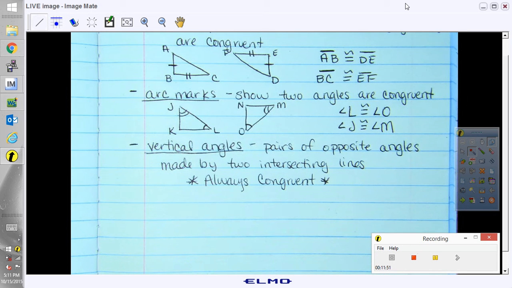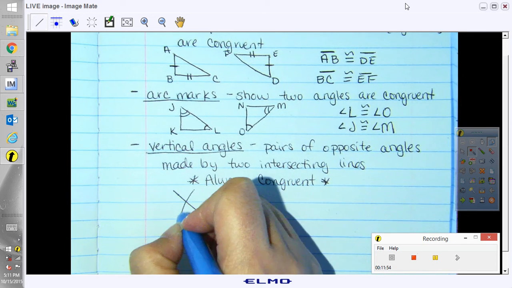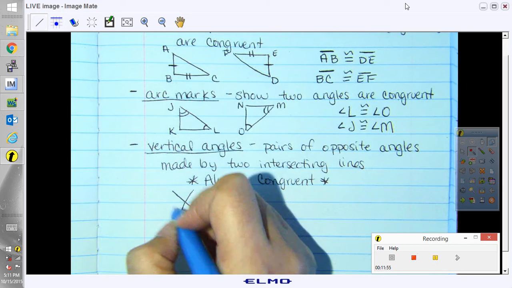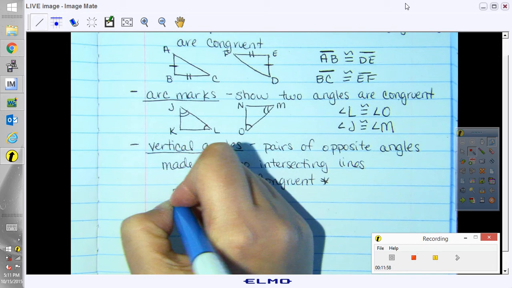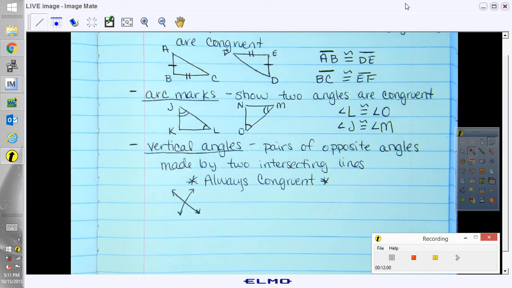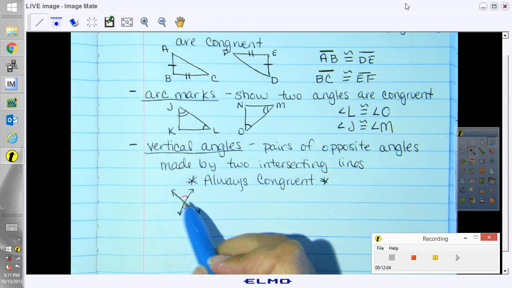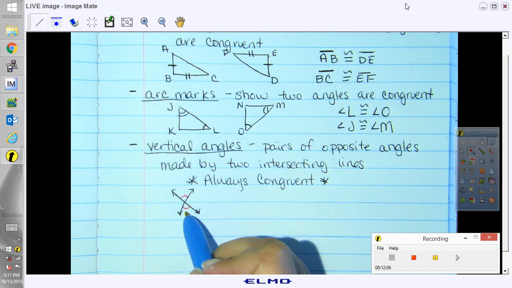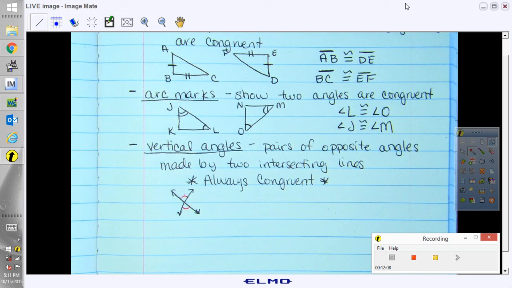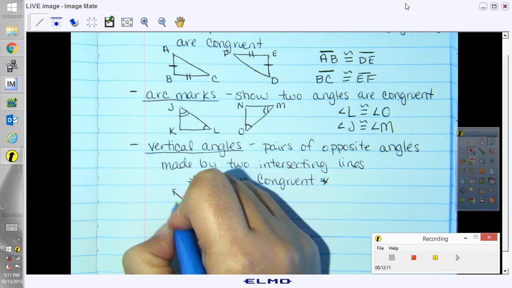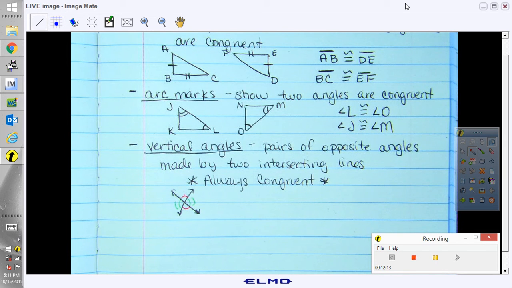So, for example, if I have 2 lines like this that are intersecting, these are 2 lines, so I should put arrows on them, then what that means is that this angle is congruent to this angle. They're opposite angles. They're on opposite sides of the lines. And then I could also say that this angle here is congruent to this one here. They're on opposite sides of each other.